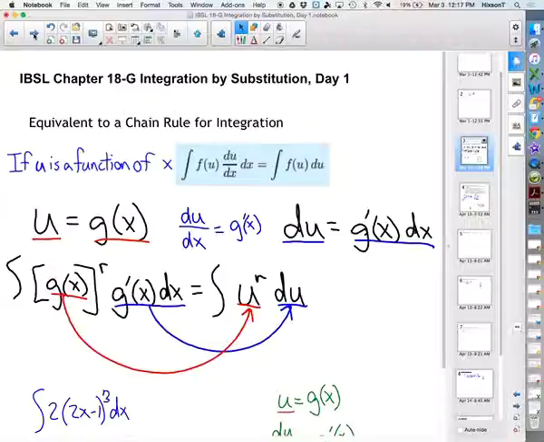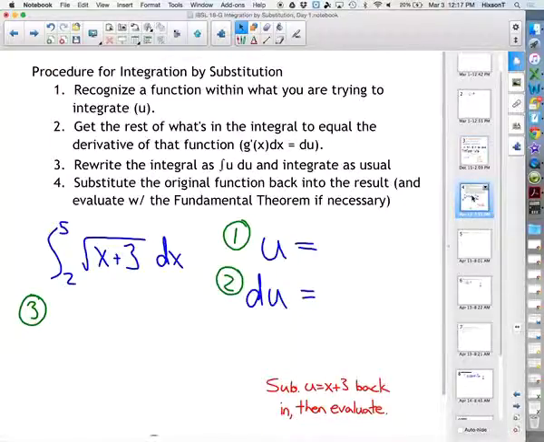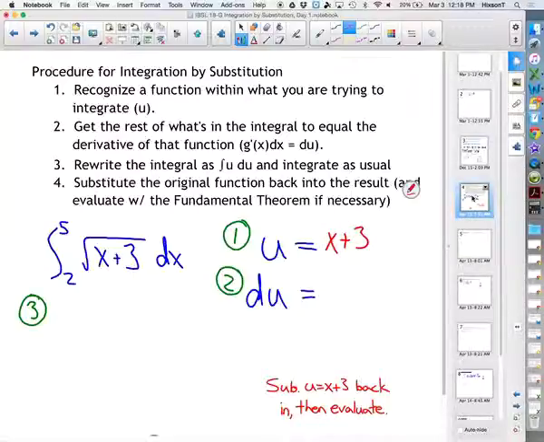I want to run through another example and go through a step-by-step procedure. I know some are a little more analytical, so it's helpful to have that procedure here. First thing that we want to do is recognize a function within what you're trying to integrate. In other words, identify what u is. In this case, we have the integral from 2 to 5 of the square root of something, and u is going to be that x plus 3. Okay?